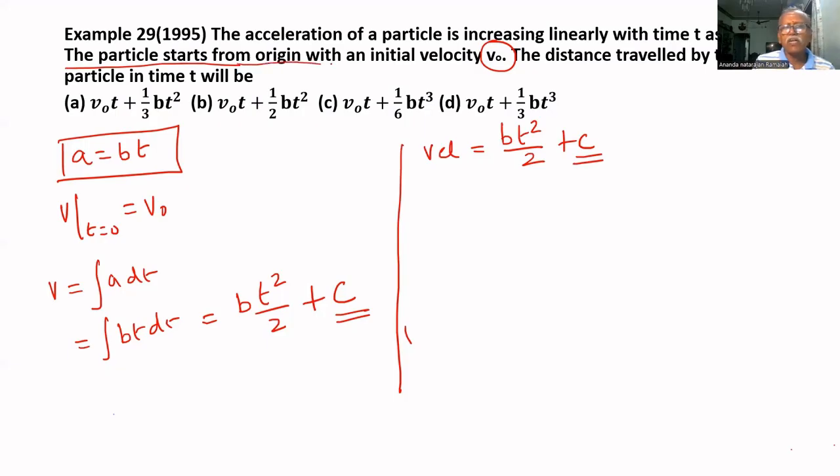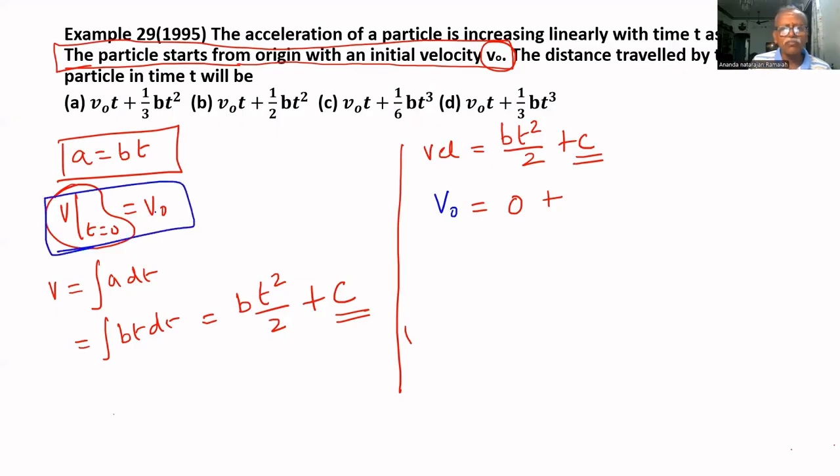The particle starts from origin with an initial velocity v naught. Initial velocity v naught means that when t equal to 0, the velocity is v naught. Therefore, v naught equal to 0 plus C. This gives C equal to v naught.